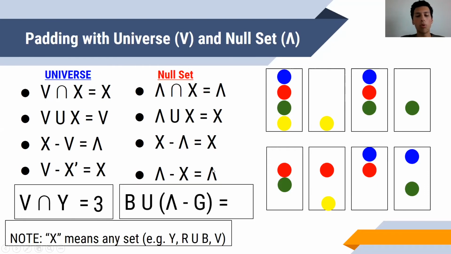Now if we look at blue or, in parentheses, nothing minus green, well, if you take anything and you subtract that away from nothing, you're going to be left with 0. So blue or the null set is just blue. So the answer to this is the number of blue cards. Blue is a stem, and that is 4.